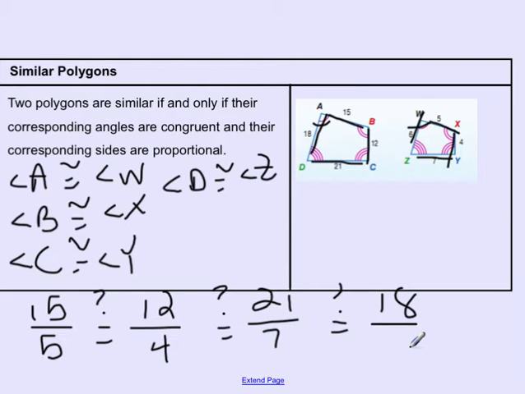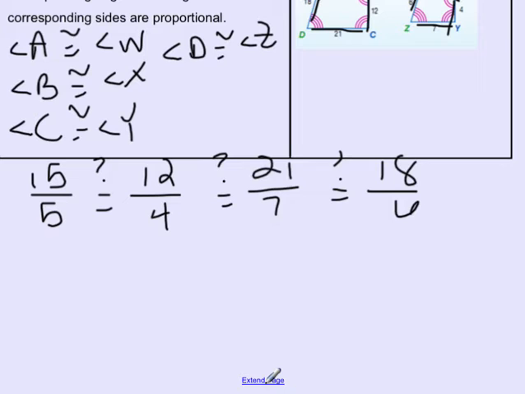So now we want to make sure that each of these are equal to each other. 15 divided by 5 is 3. 12 divided by 4 is 3. 21 divided by 7 is 3. 18 divided by 6 is 3. So we have 3, 3, 3, 3. So all of our sides are proportional because they have the same ratio. So that's what makes these polygons similar.